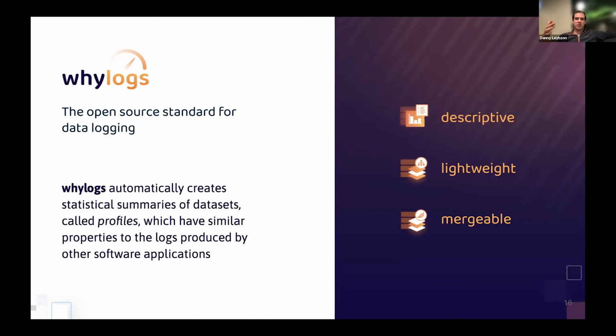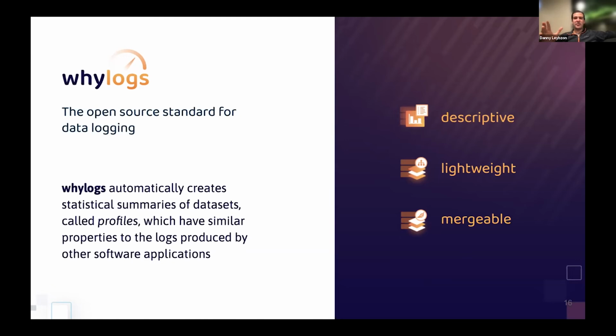Now, in addition to the distribution of data, WhyLabs profiles are also descriptive in the sense that they pull out things like the number of missing values and the data type, all of these things that we talked about earlier as being important to monitor in order to track data quality problems.